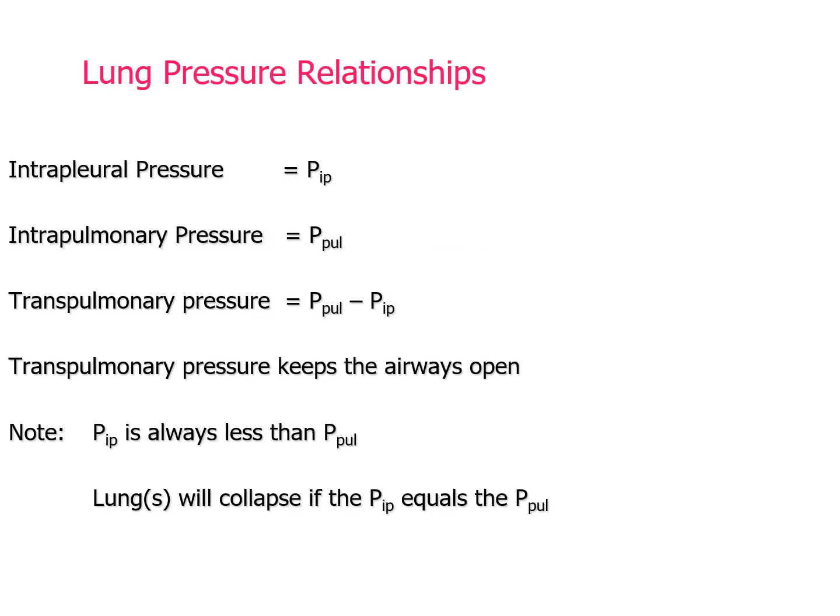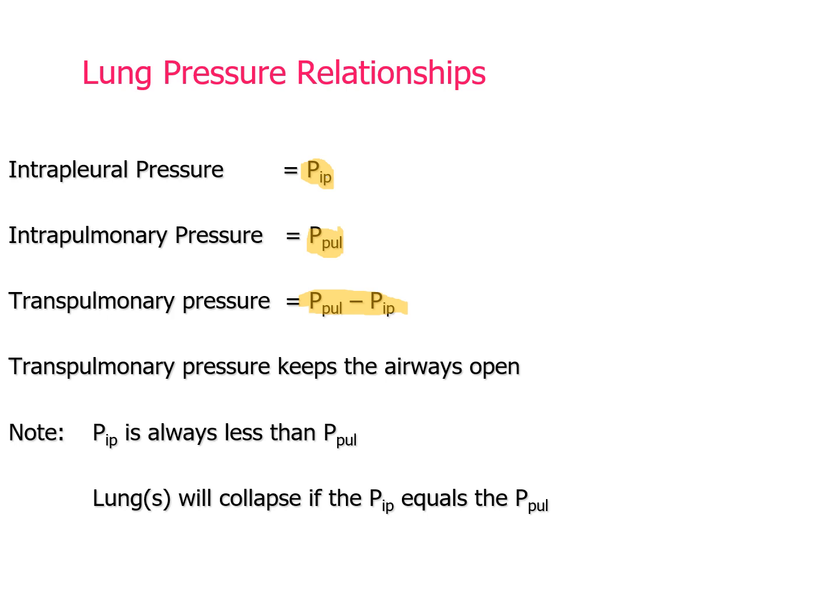Again, in terms of lung pressure relationships, you have the intrapleural pressure in the space between the two pleural membranes. You also have intrapulmonary, or intraalveolar, same thing, pressure, which is the pressure in the space inside the alveoli. The difference between the two is called the transpulmonary pressure. This is what keeps the airways open.